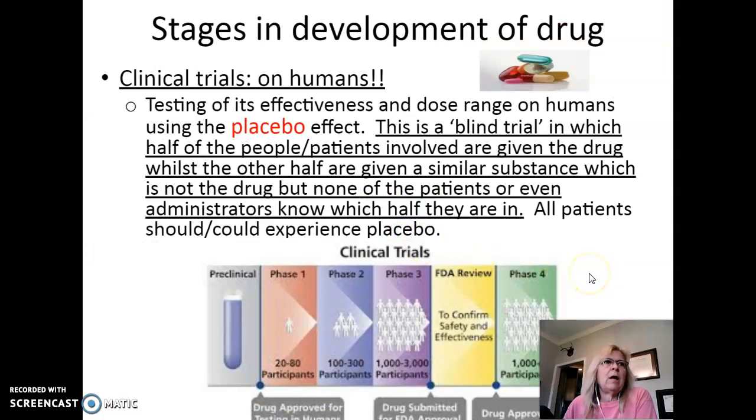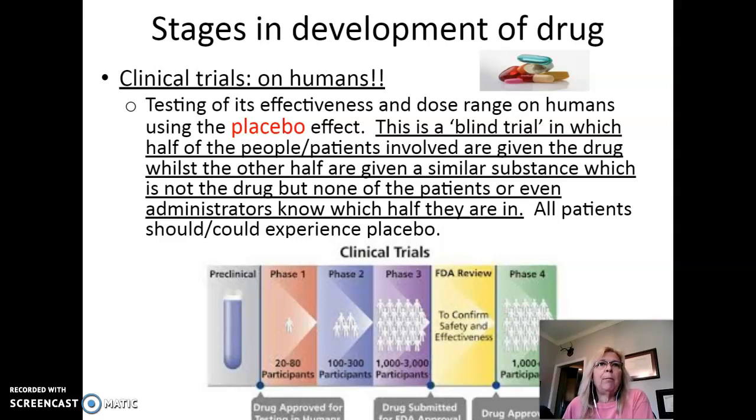So in drug trials, specifically we mean on humans, and this is where we're going with having to prepare ourselves to get the vaccinations ready to go for all the people that are going to need this vaccination, and that's all of us, by the way. I'm sorry. We have to test its effectiveness, and we have to use the placebo effect to do that.